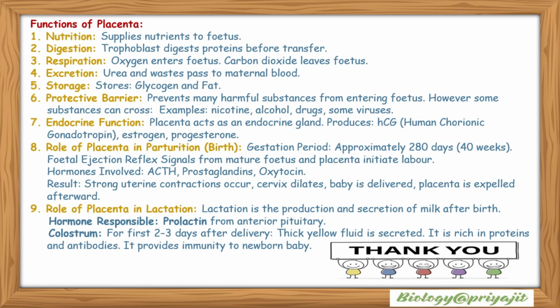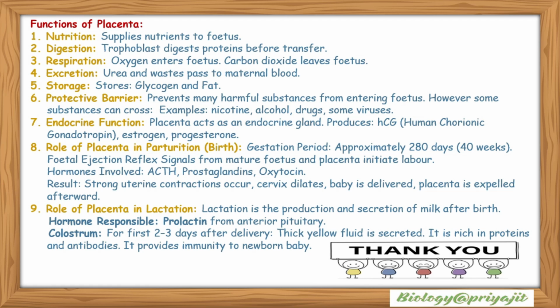Role of placenta in parturition or birth: gestation period is approximately 280 days or 40 weeks. Fetal ejection reflex: signals from mature fetus and placenta initiate labor. Hormones involved: ACTH, prostaglandin, oxytocin, etc. It results in strong uterine contractions, dilation of cervix, delivery of baby, and placenta is expelled afterward.